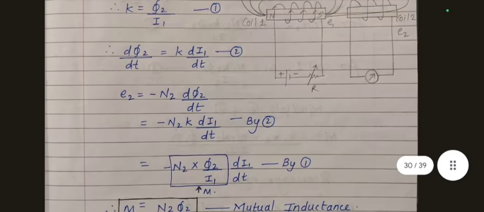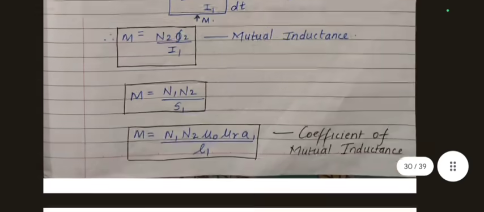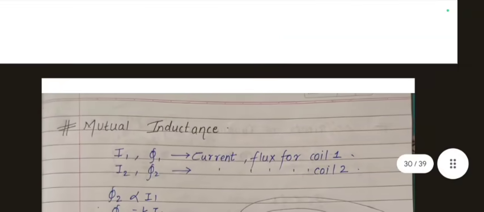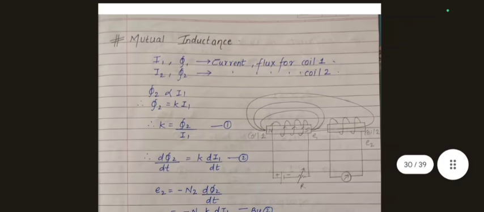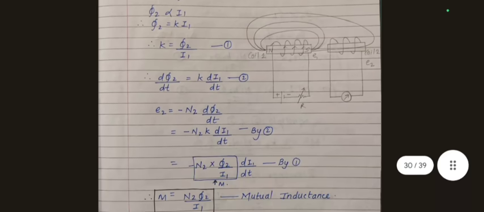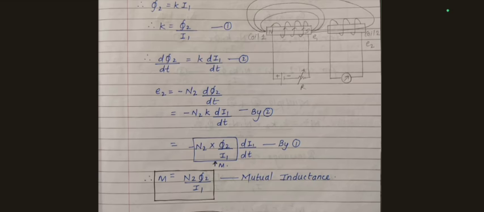Now, as I have told you, coefficient of coupling is the important topic. For that you have to write the definition first for mutual inductance, and then you have to start with the diagram and then write what is I1, I2, Phi2, and start with this equation, till M is equal to N2 Phi2 upon I1. That is the first equation of mutual inductance. You have to follow the same steps.